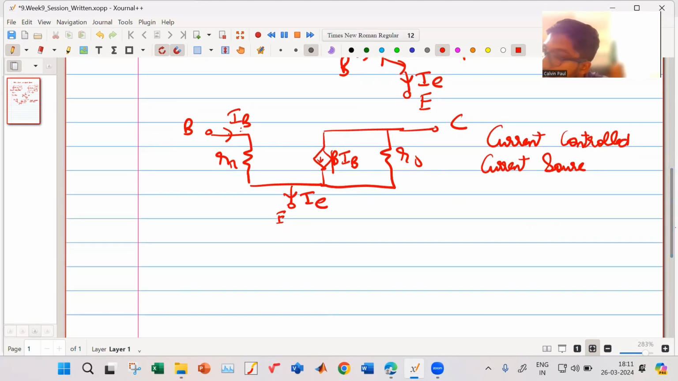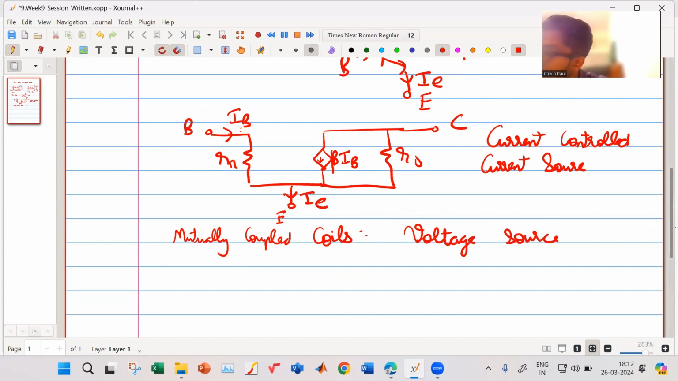Now we also have mutually coupled coils. So in mutually coupled coils, will a current source or a voltage source be formed? Voltage source. Why? EMF is induced due to electromagnetic induction. EMF is induced, so it is actually voltage. So that time it is a current controlled voltage source. The voltage induced is dependent on the current, right?